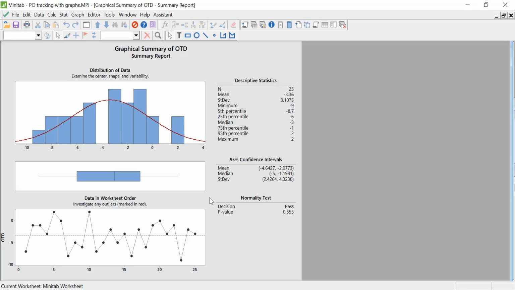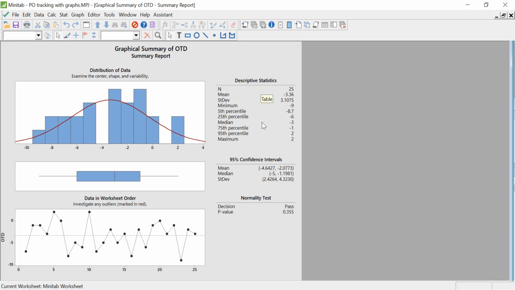And the last chart that comes up is basically a graphical summary. I have a histogram of the data with a normal distribution of the same mean and standard deviation superimposed over that. I also have a box plot. I have a time series plot of the data, and also down here at the bottom I have a test for normality, and instead of just giving you the p-value, it's actually telling you the decision is passed. This data would pass a test for normality.